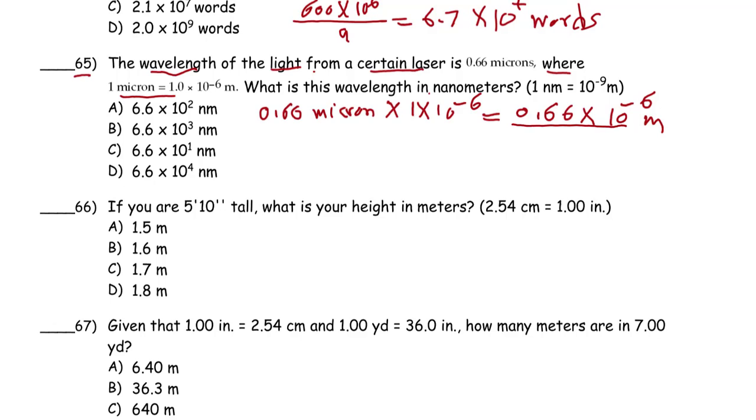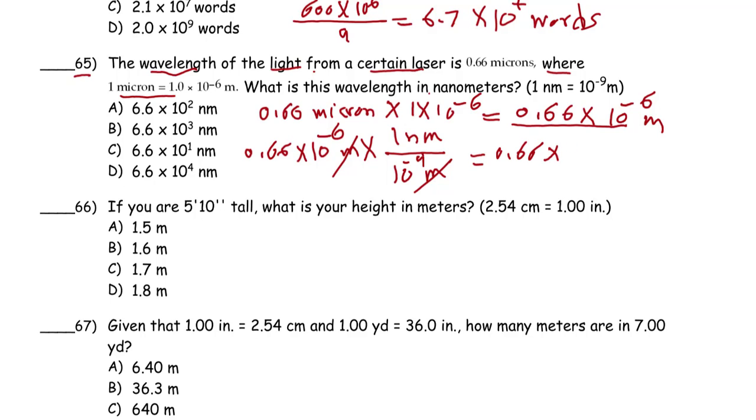So you need to convert this number to nanometer. 0.66 times 10 power negative 6 meter times 1 nanometer over 10 power negative 9 meter. Meter goes with meter. So 10 power negative 9 goes up. 0.66 times 10 power positive 9. Right? 9 minus 6 is 3. So let's move this one decimal point. So it equals 6.6 times 10 power 2 nanometer. We have this answer here, yes, letter A.